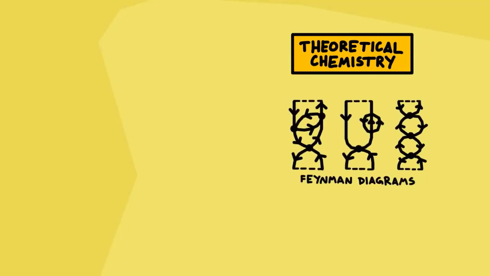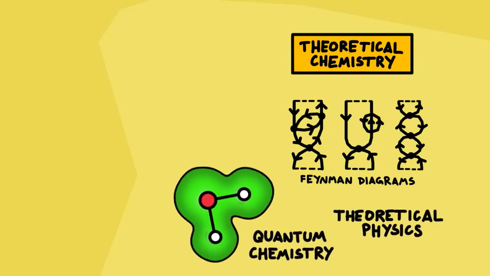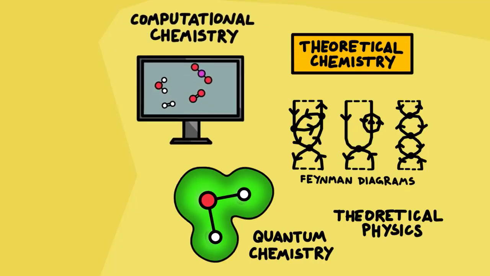So now I'm going to move on to look at the different fields in chemistry. Theoretical chemistry attempts to explain the structures of atoms and molecules and how they interact using mathematical methods. It's very closely related to theoretical physics and quantum chemistry, and often uses techniques in computational chemistry where atoms, molecules, and reactions are simulated in a computer.